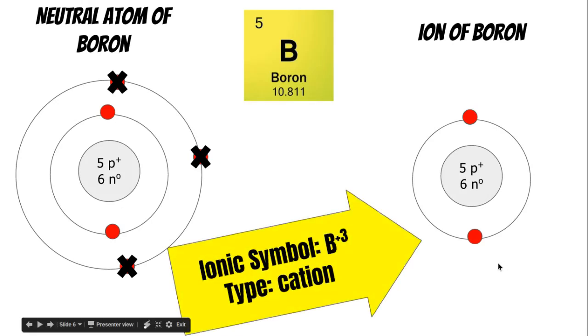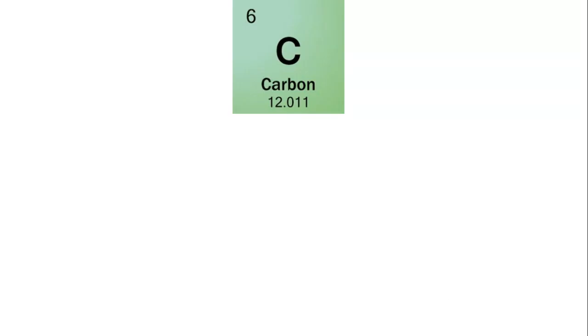All right, let's see how you did. Okay, your ionic symbol should have been B3 plus or +3. The reason why is I have 5 protons, which is +5, 2 electrons, which is -2, and the difference there is +3. Because it's positive, it's a cation. All right, let's try one more example together.